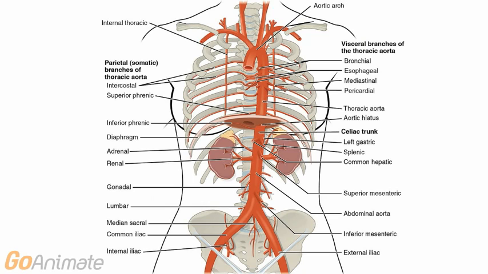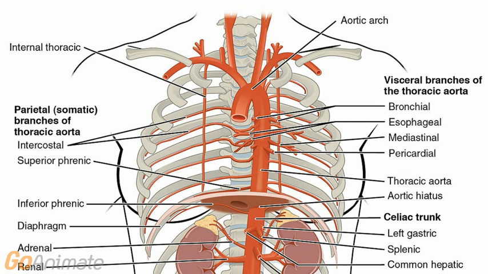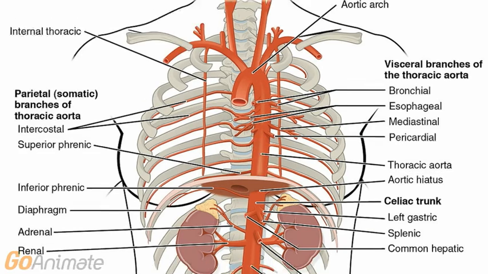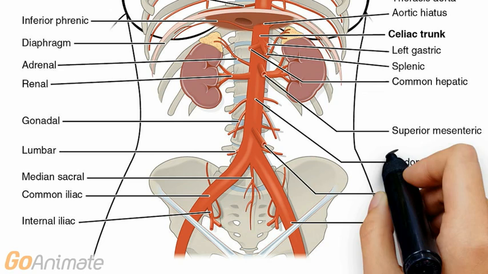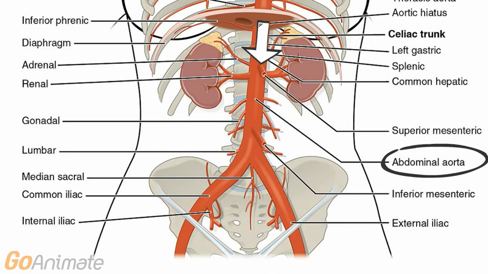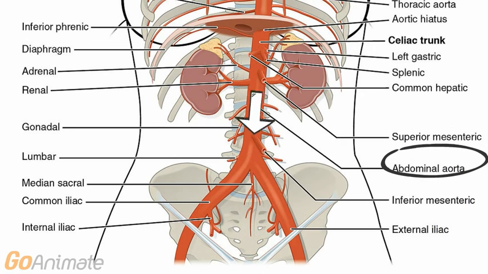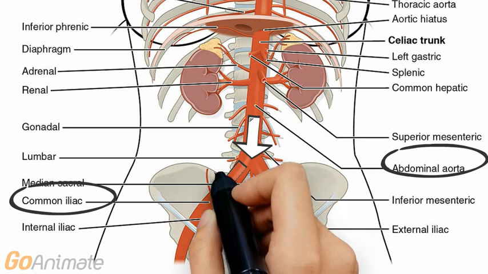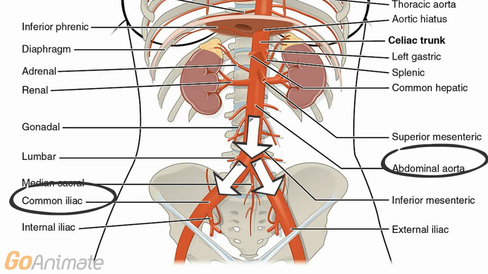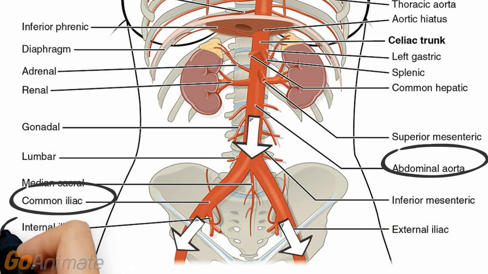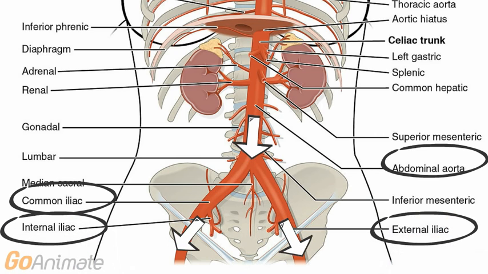Looking at the thorax, we see the thoracic aorta that contains a number of branches that supply the thorax. The thoracic aorta becomes the abdominal aorta after it passes through the diaphragm. The abdominal aorta also contains numerous branches for the abdominal organs. It splits into common iliacs, with each iliac splitting into internal and external iliacs. The internal iliacs remain inside of the pelvic region.